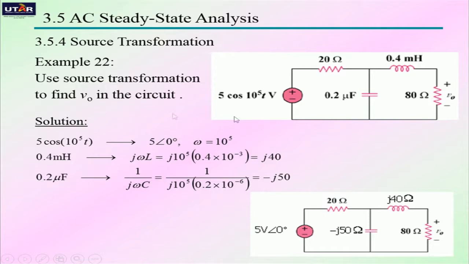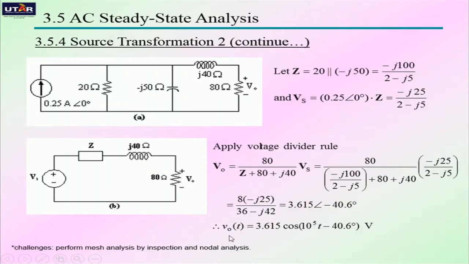Here is another example of source transformation. The voltage that we found across the 80 ohm resistor is 3.615 cosine(10 to the power 5 t minus 40.6 degree) volt.